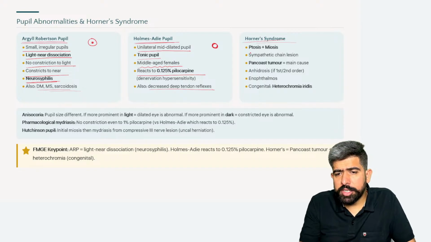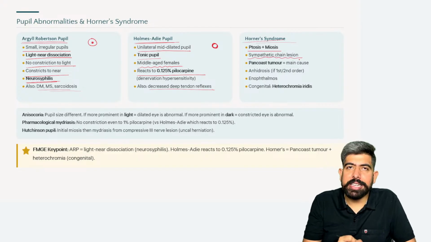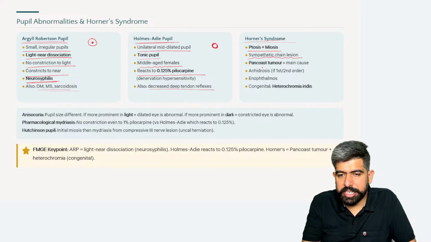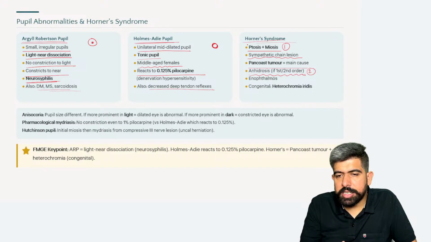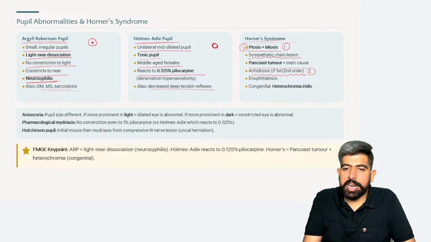Let's talk about the Horner syndrome. There should be ptosis and miosis and a sympathetic chain lesion. The Horner syndrome is the sympathetic chain lesion. Pancoast tumor is the main cause of it, and the anhidrosis is present in the first and second order. So the three things should be present: the ptosis and miosis. Also, there is anhidrosis, right? So these three things should be present over there: ptosis, miosis, and anhidrosis.